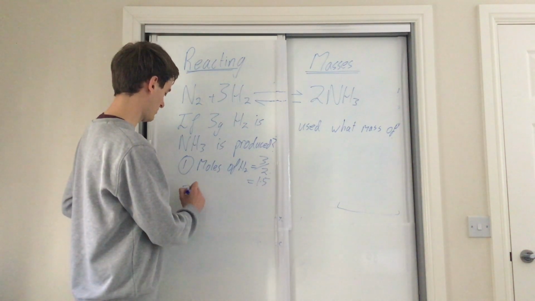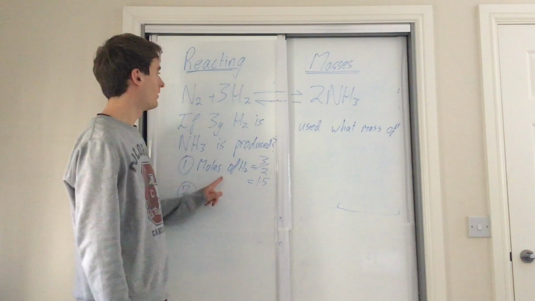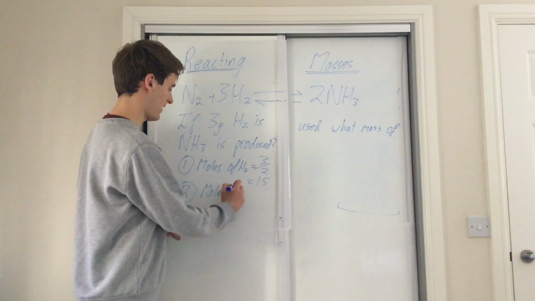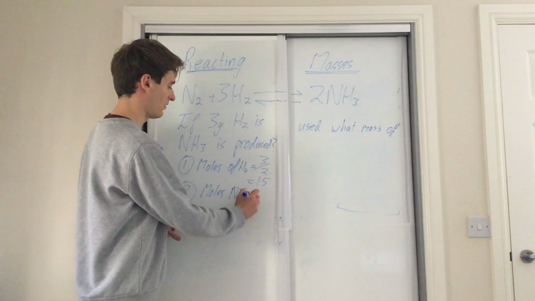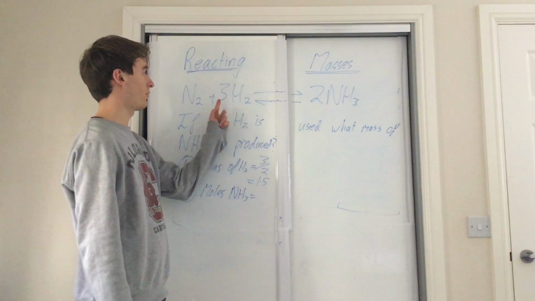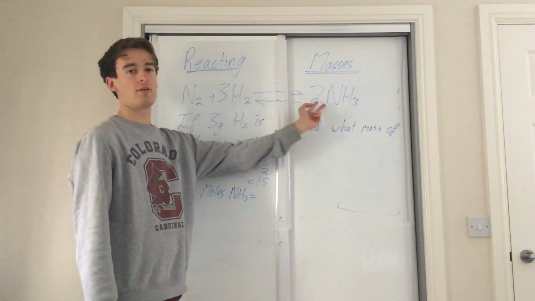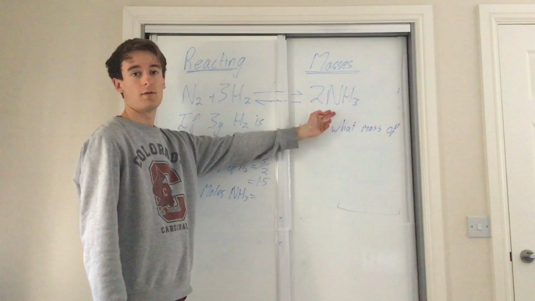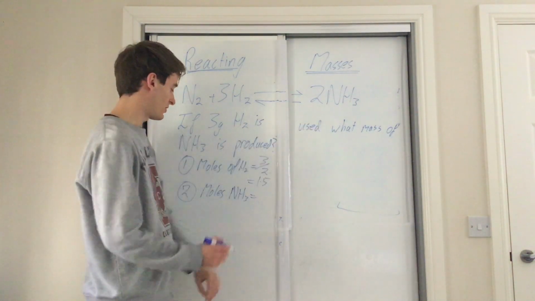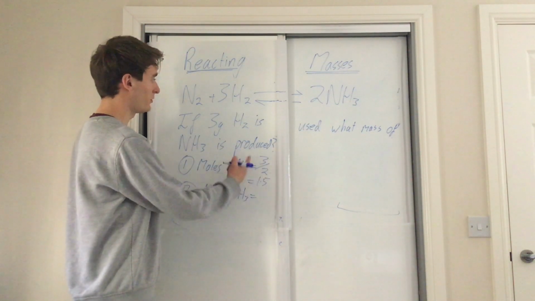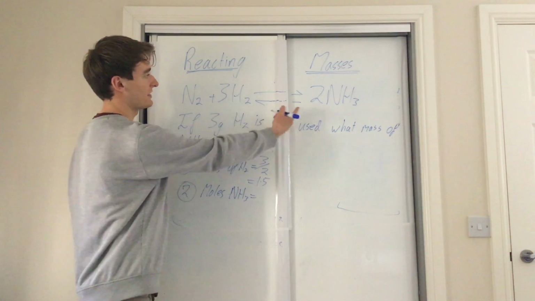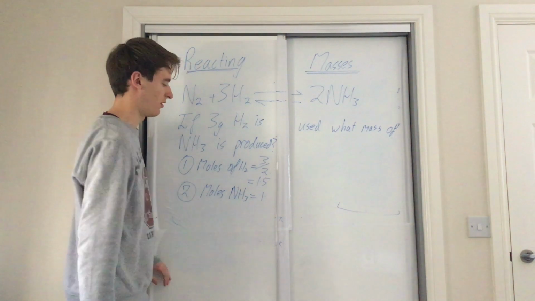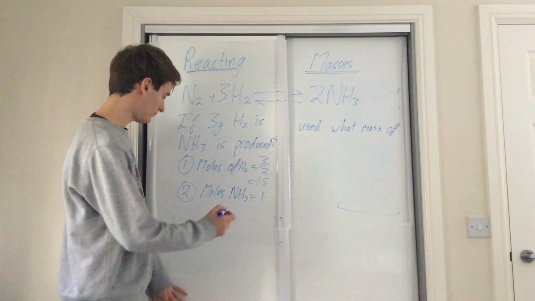Now, step 2, our moles of NH3. If we have 3 of these, then we have 2 of these. If we have 1.5 of these, then we have 1 of these. So if we have 1.5 moles of H2, because it's a 3:2, we have 1 mole of ammonia.